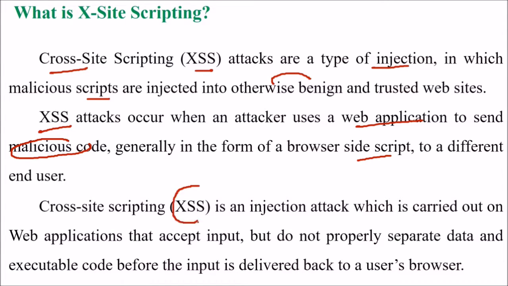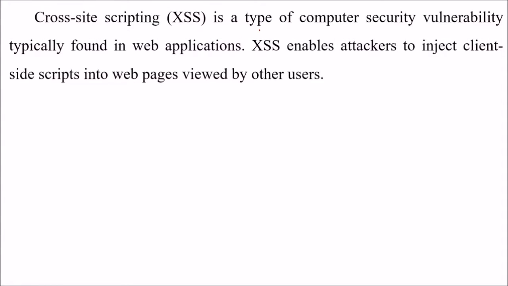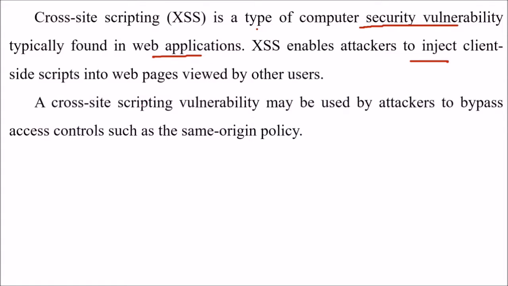So XSS, or cross-site scripting, is an injection attack carried out on web applications that accept input but do not properly separate data and executable code before the input is delivered back to the user's browser. This is a type of computer security vulnerability typically found in web applications. XSS enables an attacker to inject client-side scripts into web pages viewed by other users. A cross-site scripting vulnerability may be used by attackers to bypass access controls such as the same-origin policy.